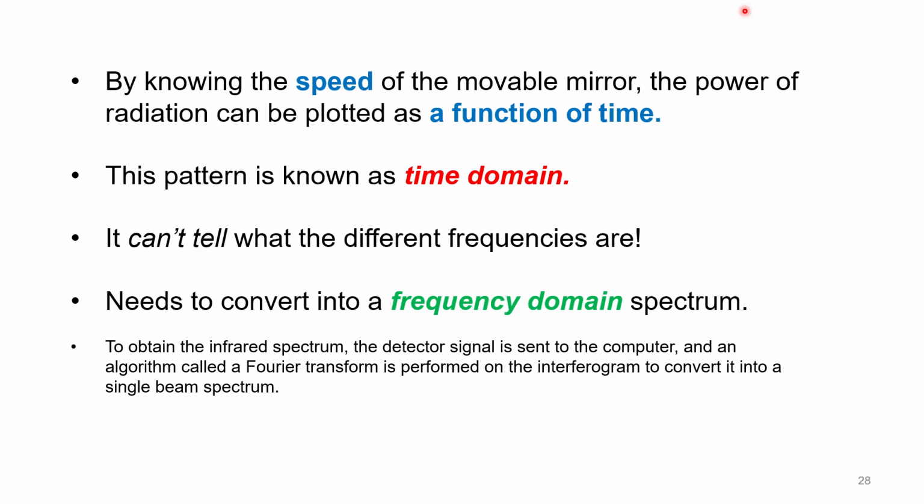However, the time domain will not be able to tell us the frequency of the radiations. Therefore, we need to convert the time domain plot into a frequency domain spectrum. This can be done by using an algorithm called Fourier transform, which is performed on the interferogram to convert it into a single beam spectrum.